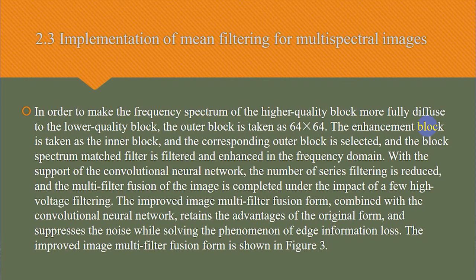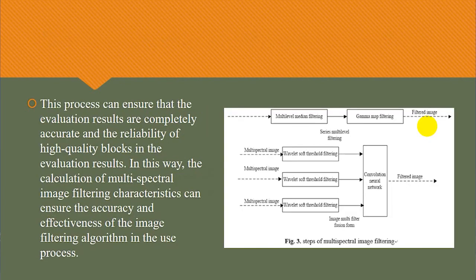Image multi-filter fusion form, combined with the convolutional neural network, retains the advantages of the original form, and suppresses the noise while solving the phenomenon of edge information loss. The improved image multi-filter fusion form is shown in Figure 3. This process can ensure that the evaluation results are completely accurate and the reliability of high-quality blocks in the evaluation results. In this way, the calculation of multispectral image filtering characteristics can ensure the accuracy and effectiveness of the image filtering algorithm in the use process.